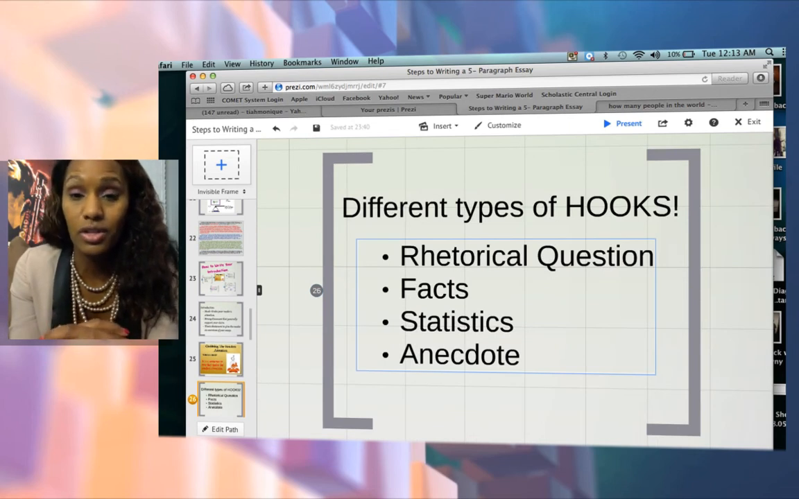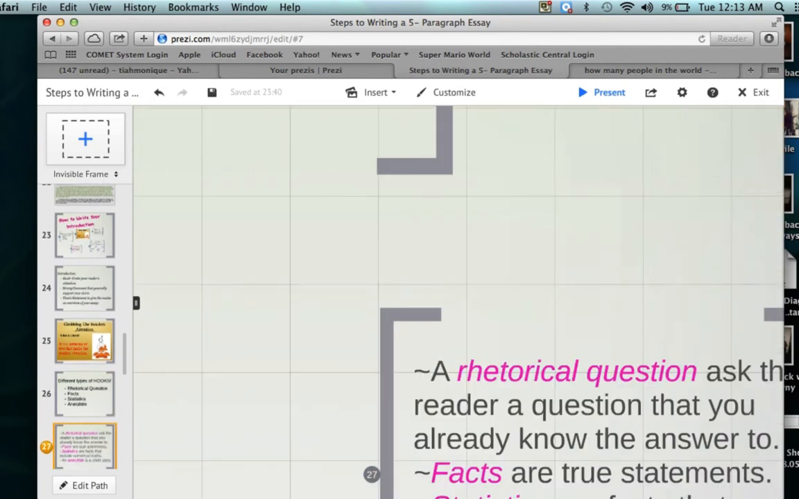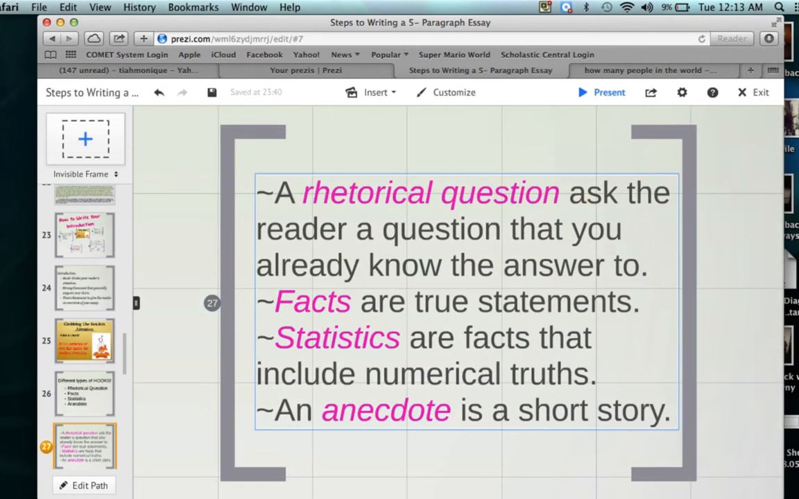There are 4 major types of hooks that I want to look at. The first one is a rhetorical question. The second one is a fact. The third one is statistics. And finally, anecdotes. So what does that mean, guys? You're going to take a minute because you have to remember you're filling all of this stuff in.